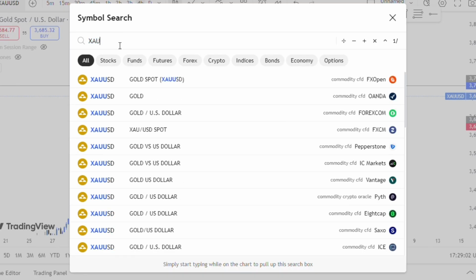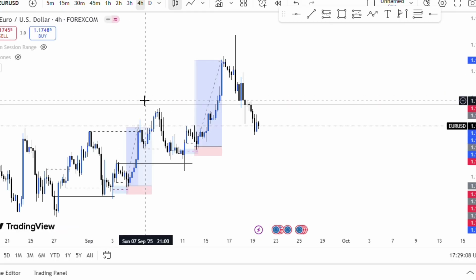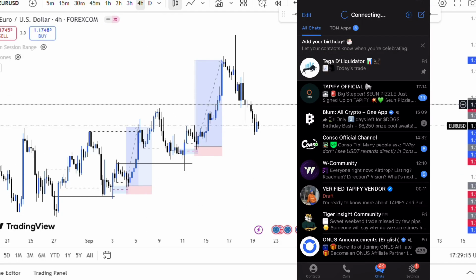So talking about the pairs I traded this particular week, starting from Euro USD. I can tell you that this is a bullish trend, and you can understand what I'm saying.